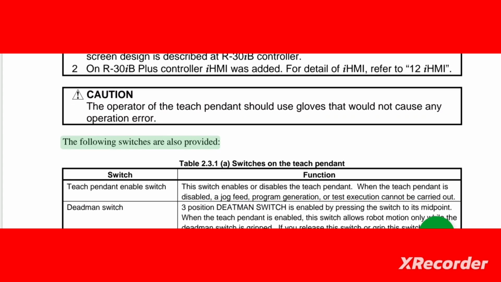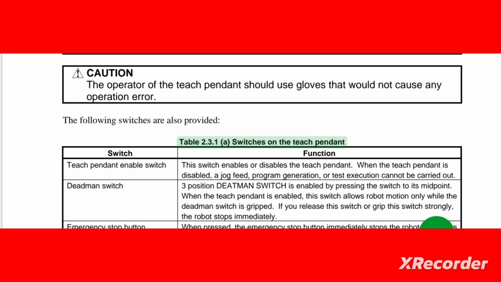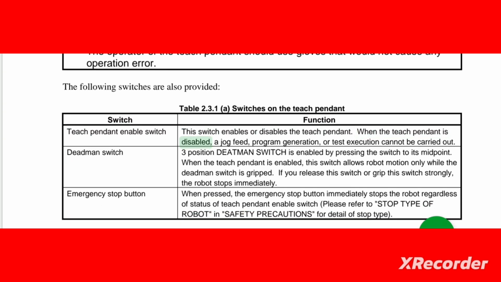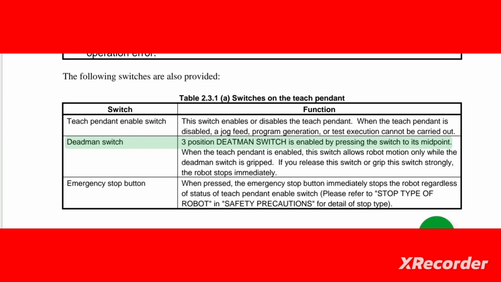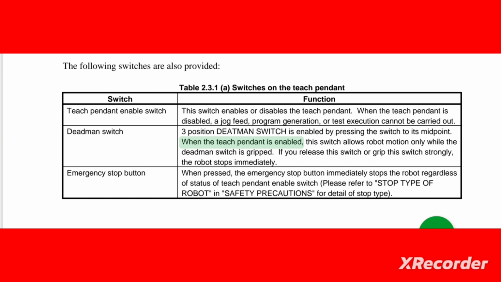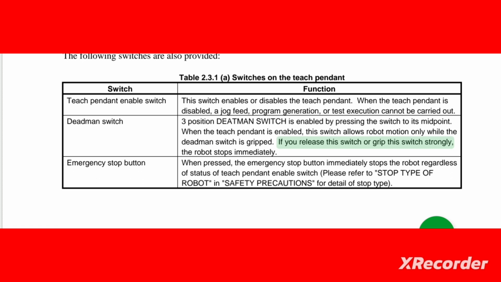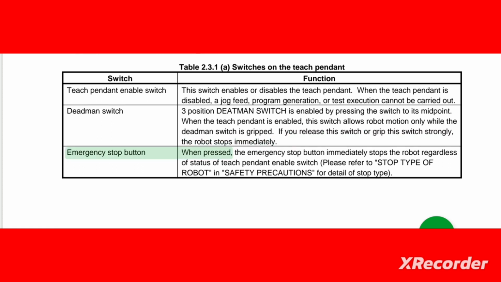The following switches are also provided. Table 2.3.1 Switches on the teach pendant. Teach pendant enable switch: this switch enables or disables the teach pendant. When the teach pendant is disabled, jog feed, program generation, or test execution cannot be carried out. Deadman switch: the 3 position deadman switch is enabled by pressing the switch to its midpoint. When the teach pendant is enabled, this switch allows robot motion only while the deadman switch is gripped. If you release this switch or grip this switch strongly, the robot stops immediately.